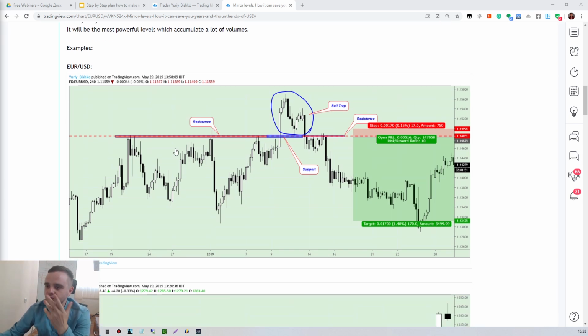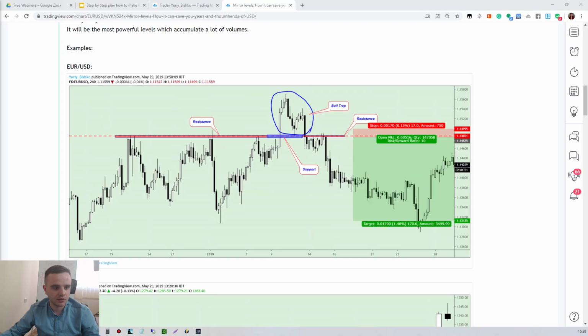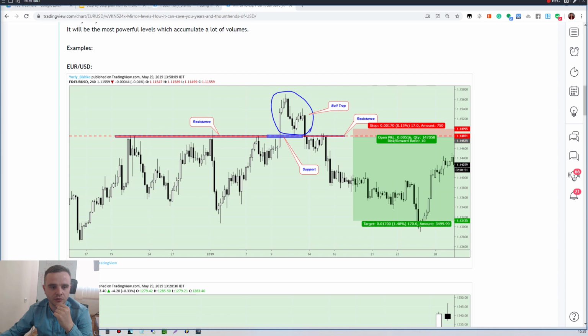Once more about mirror levels. What is a mirror level? I would like to open this additional tool, because it will help me build key levels. Okay, good. I hope every one of you sees it. What is a mirror level?